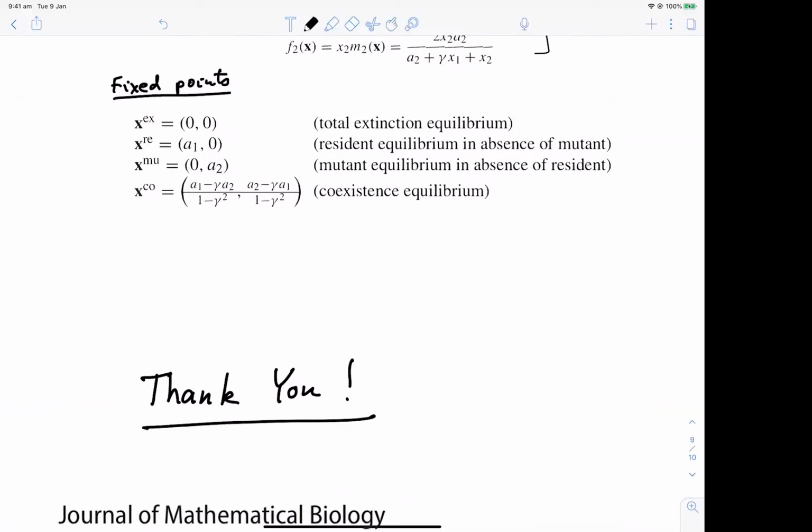And of course, the standing assumption is that they are all positive, this is positive, and this is positive, and this is what we call the coexistence conditions for the mutant.